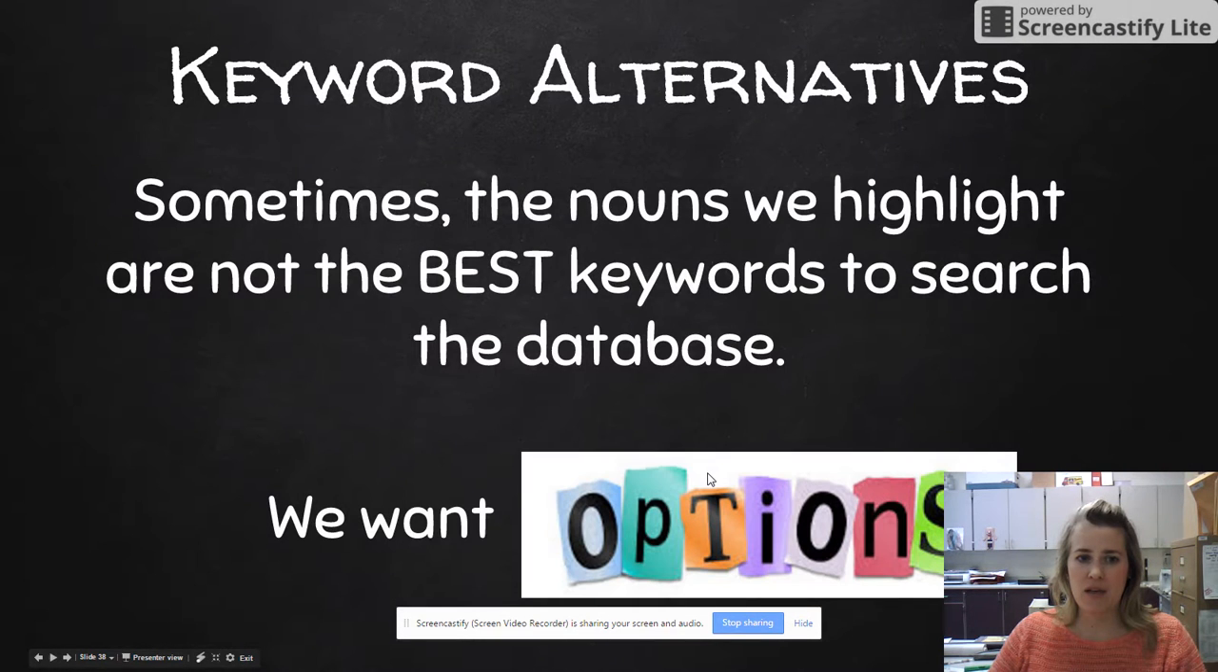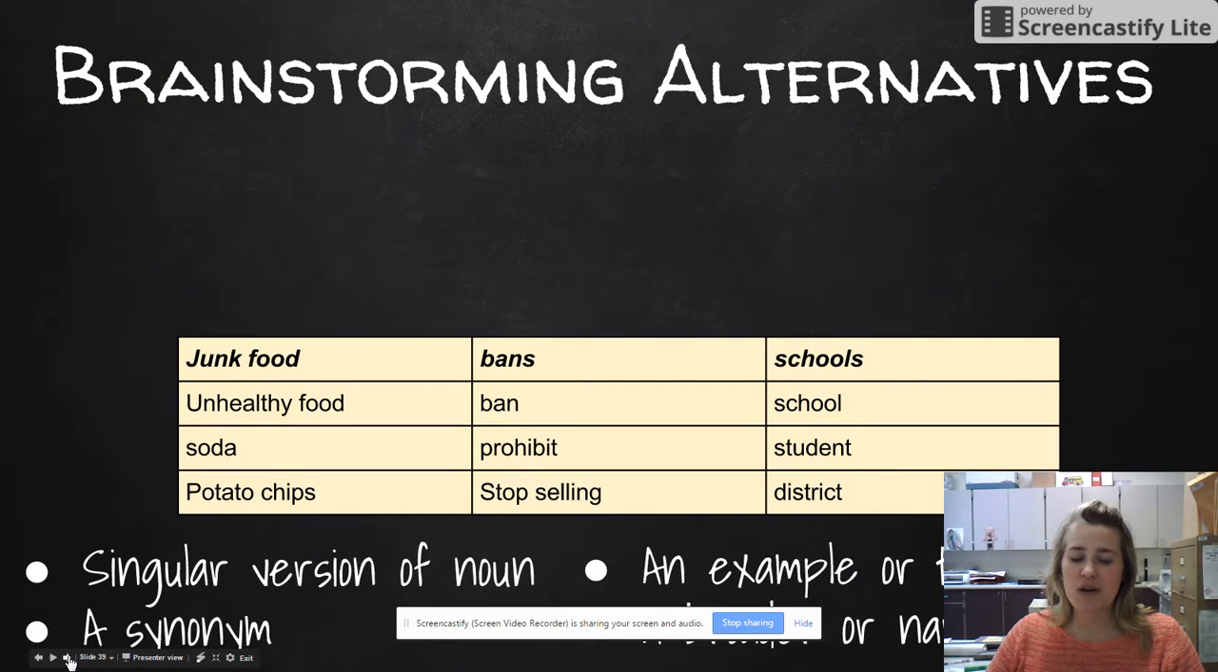Okay. So now we are going to talk about identifying alternatives. So although we could search using our nouns, they might work. Sometimes they're not the best keywords for searching a database. If those nouns don't work when we're searching the database, we want to have options or other words we can try. So how are we going to come up with those options? We're going to do a little brainstorming.